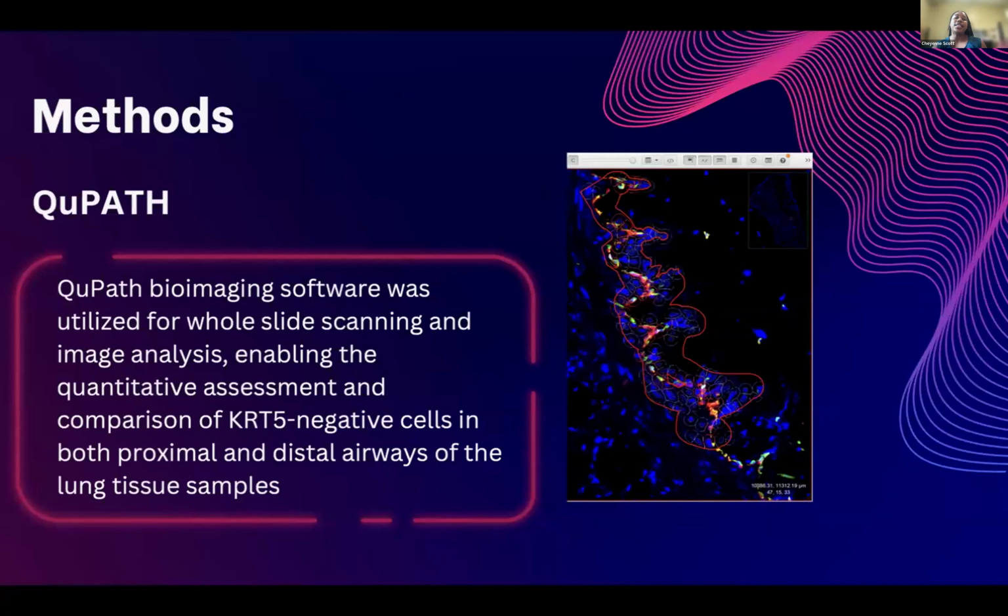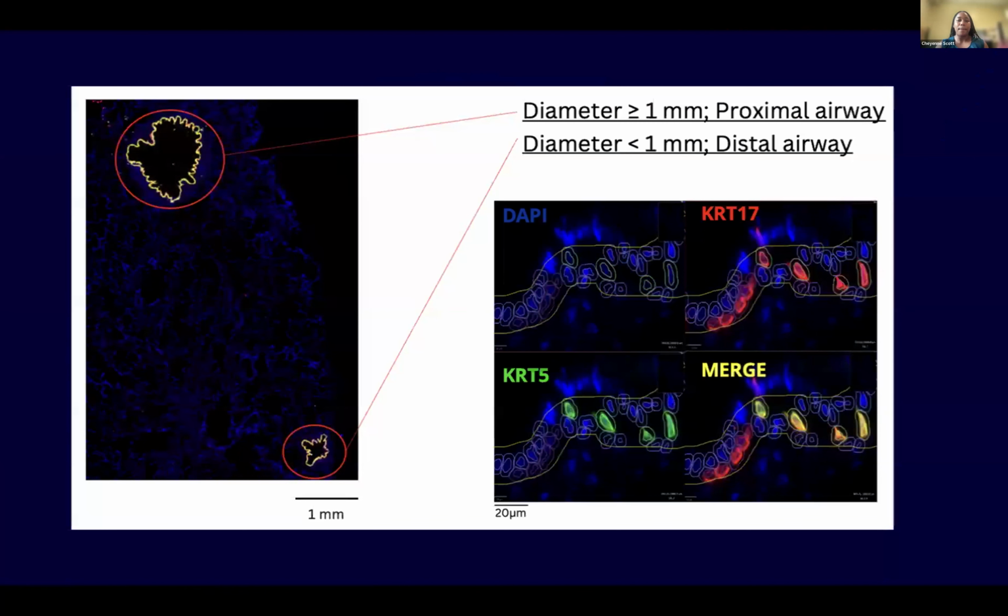And the second part of this is HuBMAP. So HuBMAP is a bioimaging software that's used for whole slide scanning and image analysis, and it kind of allows us to get a quantitative assessment of what's going on here. So we can go through and we can single out every individual cell and see whether they're positive for KRT17, KRT5, a double positive if they're co-localized, or a positive for one or the other. So it gives us a really good numerical value of what's going on in that particular tissue.